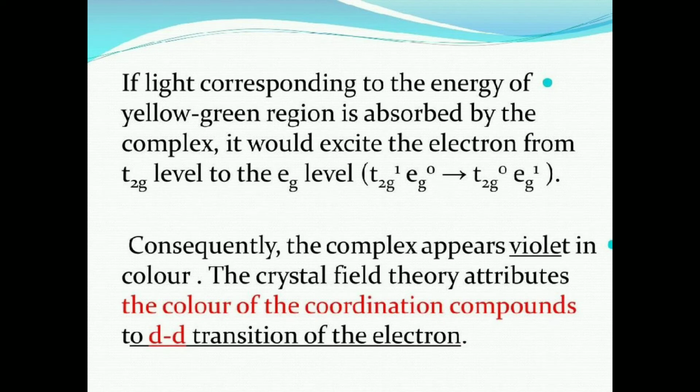If light corresponding to the energy of the yellow-green region is absorbed by the complex, it would excite the electron from the T2g level to the Eg level, and T2g1 Eg0 goes to T2g0 Eg1, meaning the electron is excited from the T2g level to the Eg level. Consequently, the complex appears violet in color. The crystal field theory attributes the color of the coordination compound to the d-d transition of the electron. So the d-d transition is also one of the most important concepts for explaining the color of the complex.